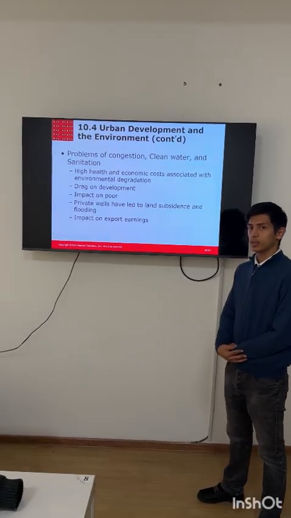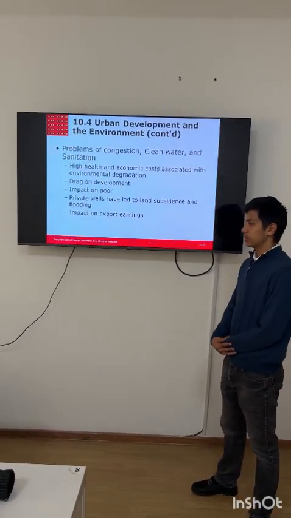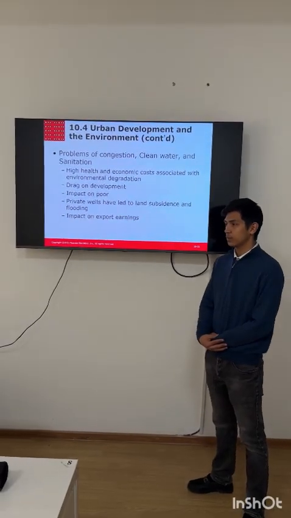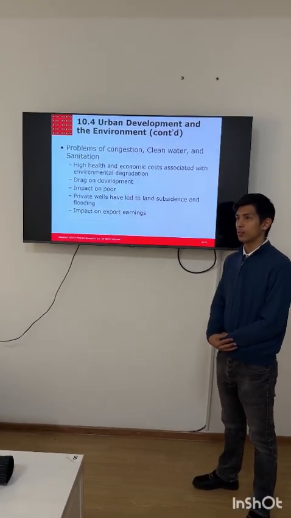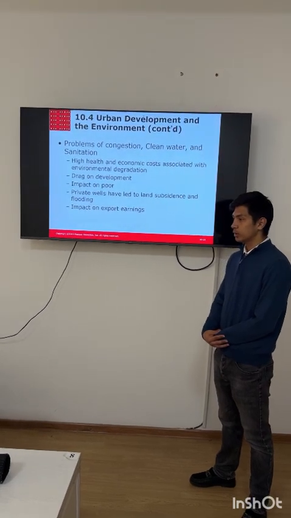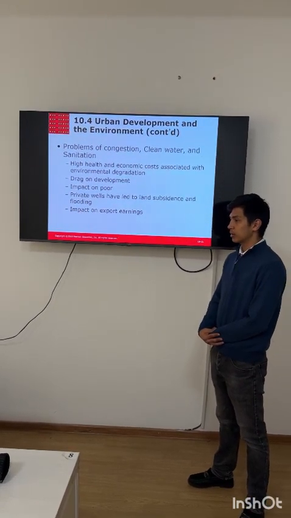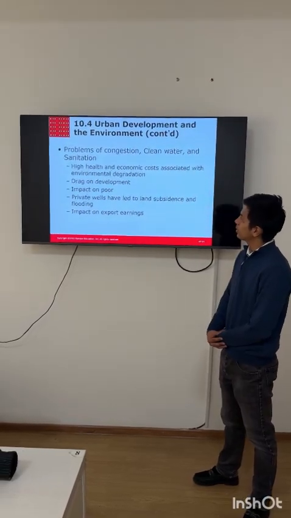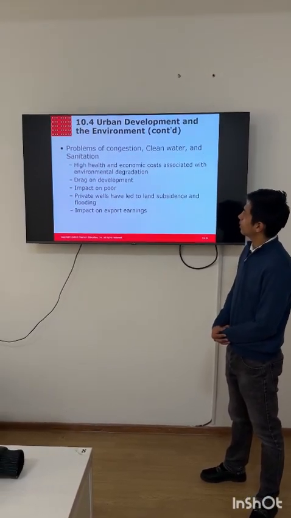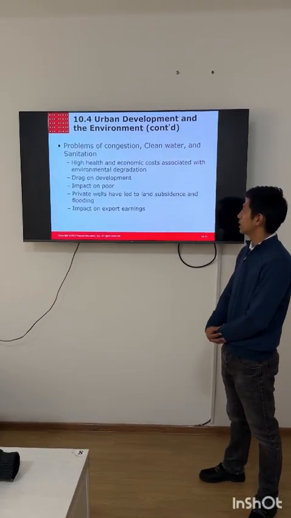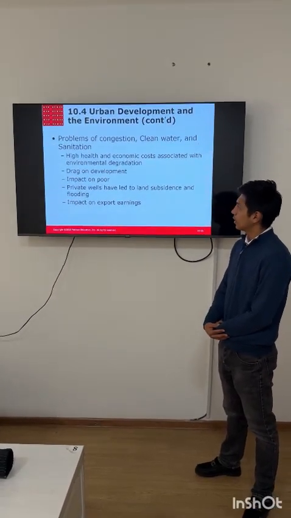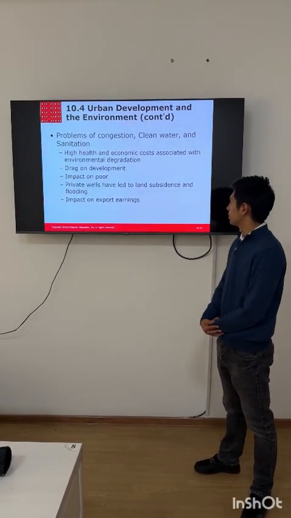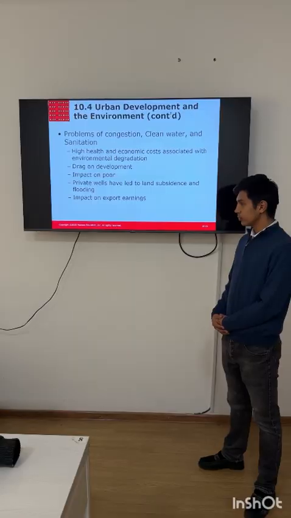In some cases, people are pumping so much water out of the ground that the cities sink. There are nature problems, and there are economic problems. There is a high health and economic cost associated with environmental degradation, a drag on development, an impact on the poor, and private wealth have led to land subsidence and flooding. Okay, next.